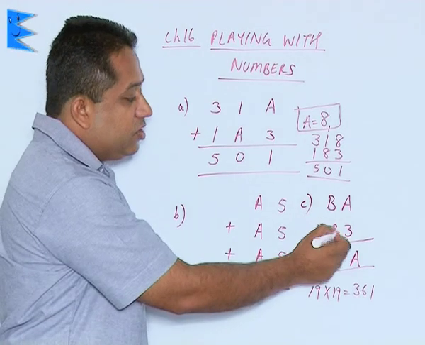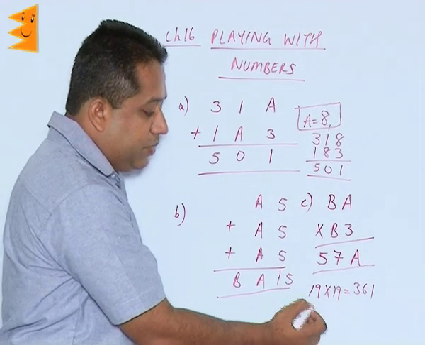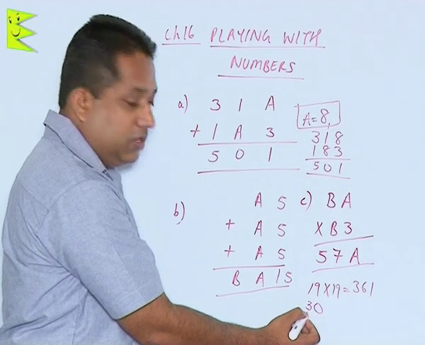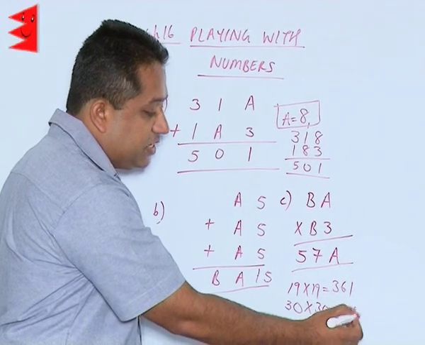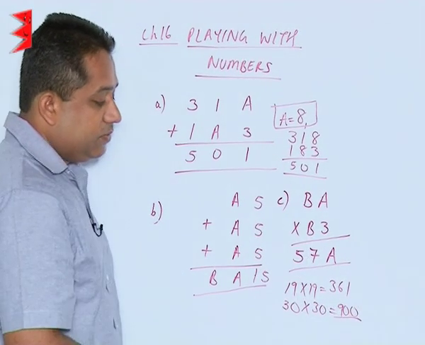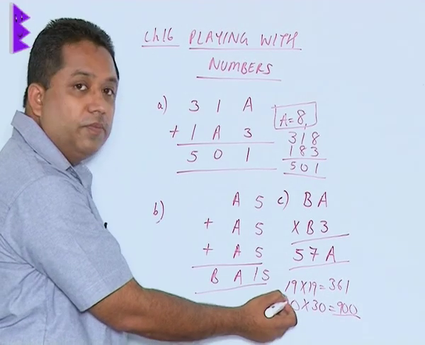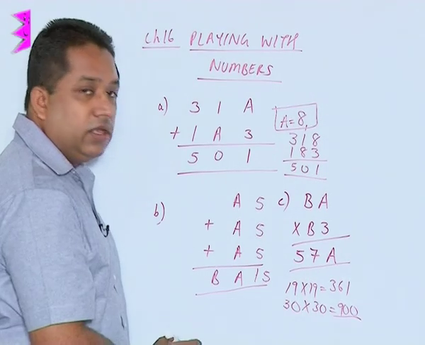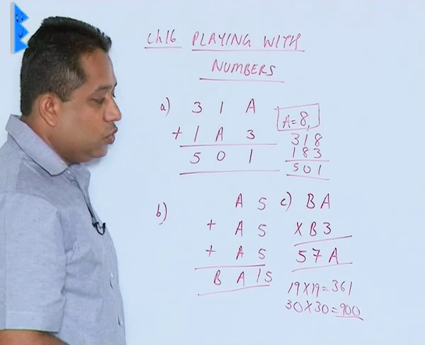Let us see if B is 3, then what happens? If B is 3, then taking the minimum value of 3, that is a 2 digit number 30, then 30 multiplied by 30 is going to give us 900, which is more than this. So, we get an estimate of what the value of B should be. B is more than 1, but it is less than 3. So, the value of B has to be 2.